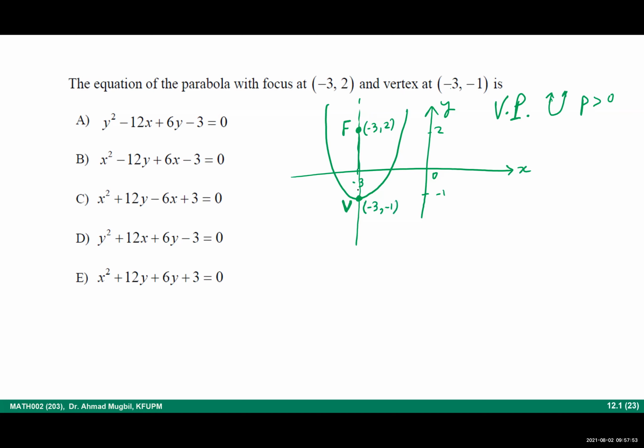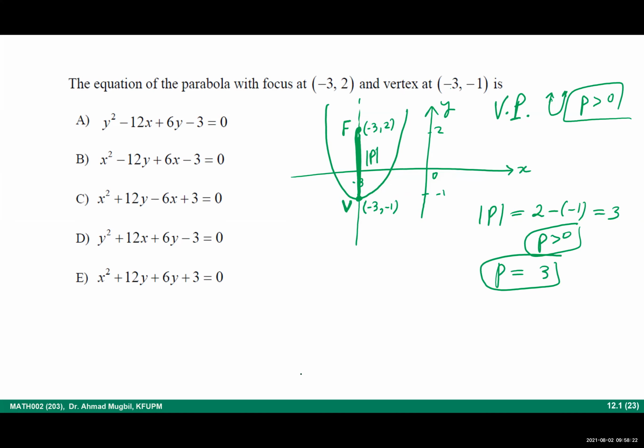So the distance from here to here, what is it? This is the absolute value of p. So the absolute value of p equals what? What is the distance from 2 to -1? It will be 2 minus -1, which is 3. So the absolute value of p is 3, and p is positive. So this means that p is 3.